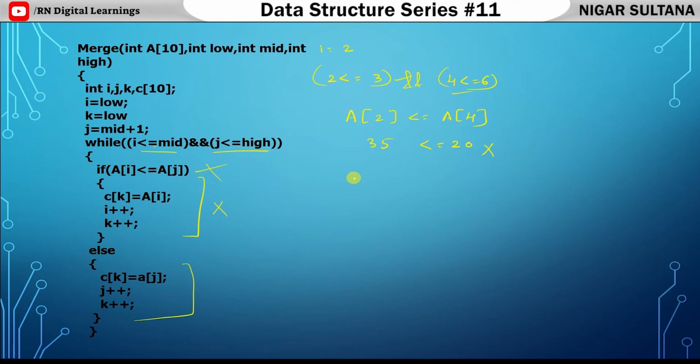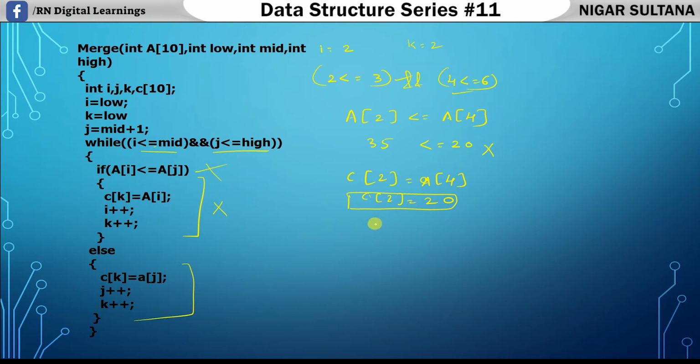C of k, that is C of k, k has been incremented, k is my 2. C of 2 is equals to A of j. A of j is what? A of 4. Now C of 2 is holding A of 4. The A of 4 is 20.